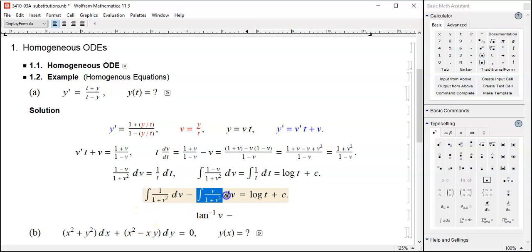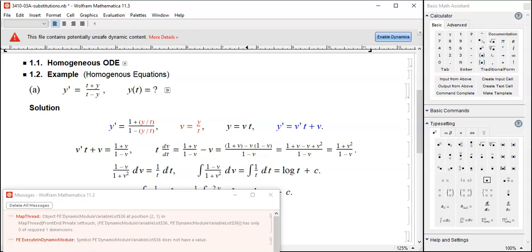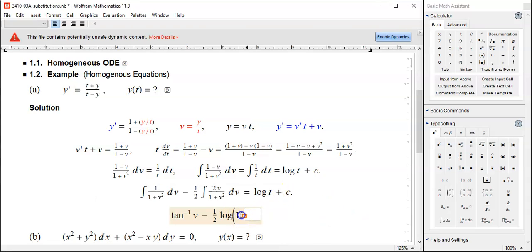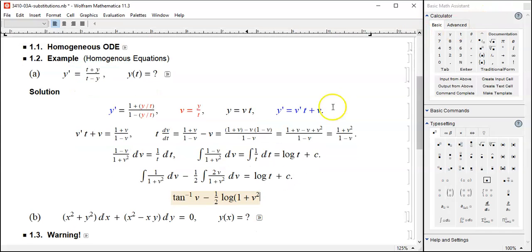Now, how about the second integral here? Derivative of denominator is 2v, so we need 2v, all right. Balance out. And then what we have, derivative of denominator is the numerator right here, so we are ready. 1/2 log of 1 plus v squared. And that's equal to log of t plus some constant c.